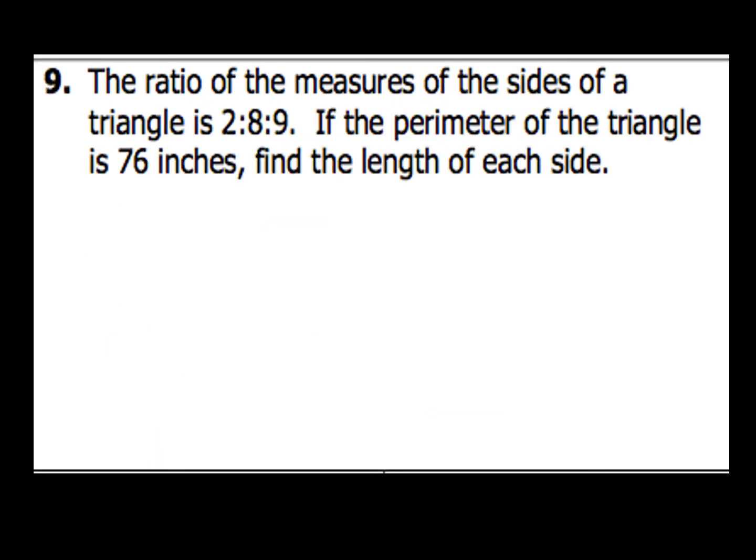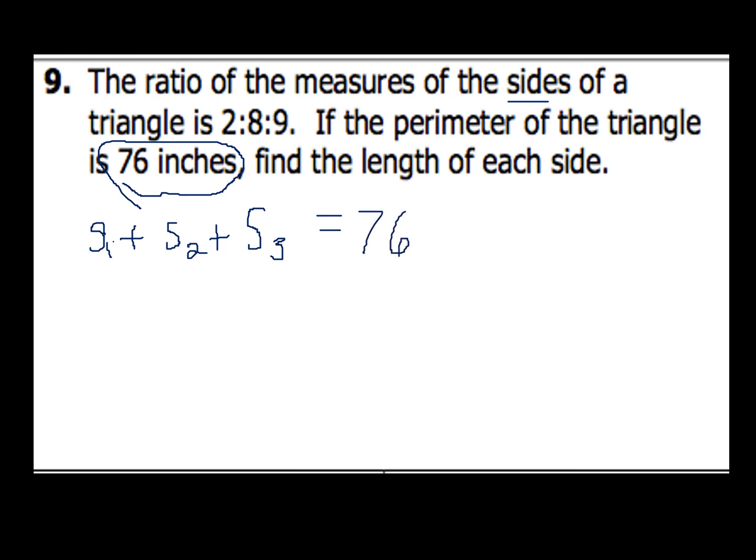The ratio of the measures of the sides of a triangle, the ratio is 2 to 8 to 9. If the perimeter of the triangle is 76 inches, that's the total, find the length of each side. So side 1 plus side 2 plus side 3 is going to come up to 76 inches. Okay. So what we know with our extended ratio is that this side is going to be 2x, this side is represented by 8x, and this side is represented by 9x.